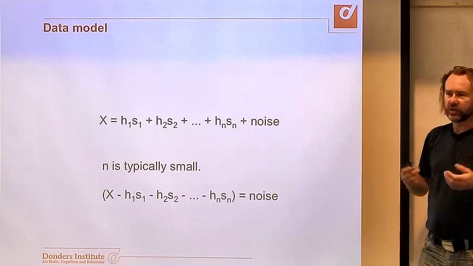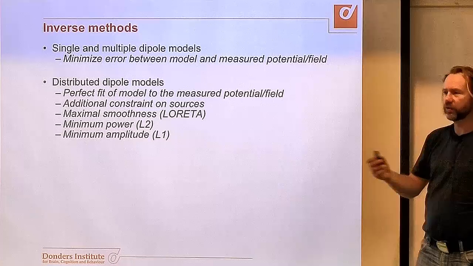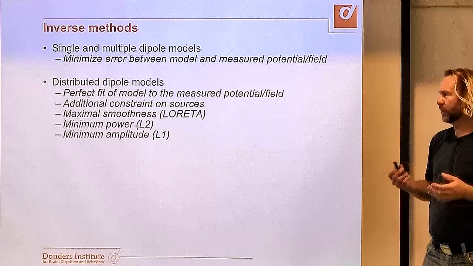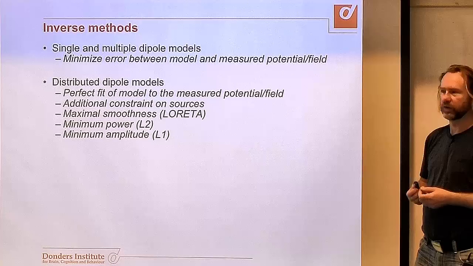In distributed dipole models, we're going to have so many sources that the remaining noise after fitting our model to the data is going to be zero. And that's why we need additional constraints, such as smoothness, power, or amplitude constraints.